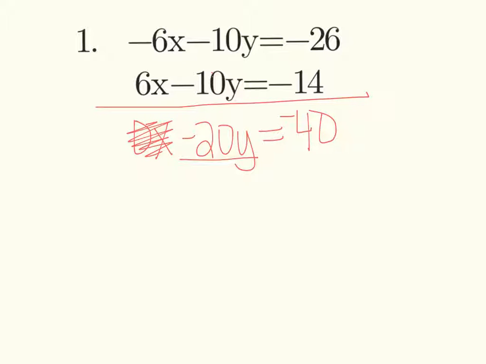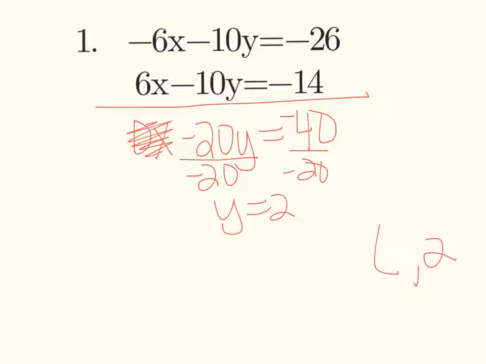So now it's a one-step equation. Divide by negative 20 and y equals 2. For my answer, that's the y value. Now I have to go back and find the x value. So I'm going to take y equals 2 and plug it back into one of the equations. It does not matter which one. Pick the numbers that are smaller, pick the one that has a 1, no negatives, whatever you prefer. I'm going to pick the bottom one.